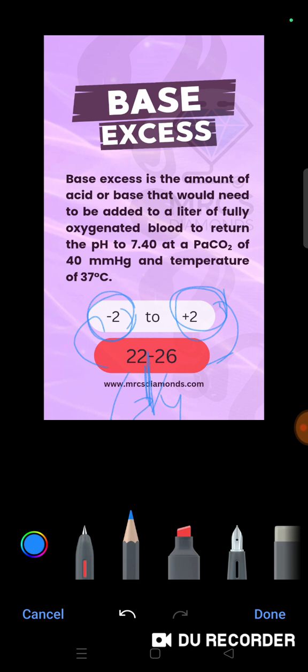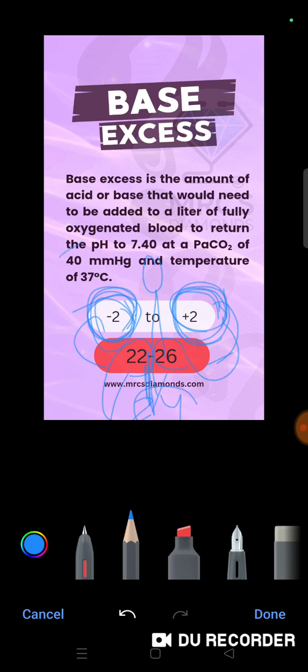So if it is 24, the base excess is going for 0 here, and if it is 22, the base excess is about -2, and if it is 26, the base excess is about +2. If it is -2 or +2, it is normal, and there is no significant base excess change. If it is more than -2 or more than +2, it reflects abnormality in the arterial blood gas.